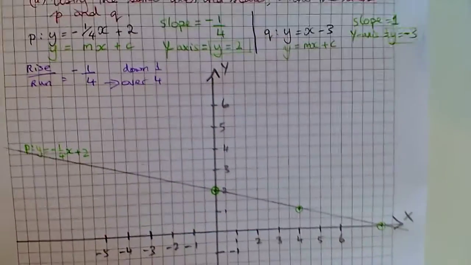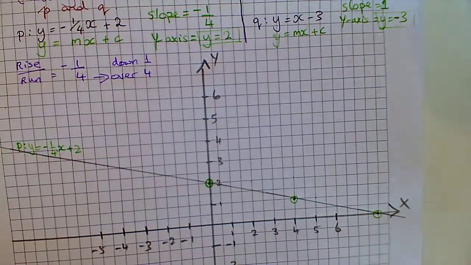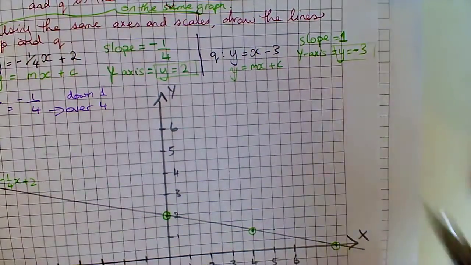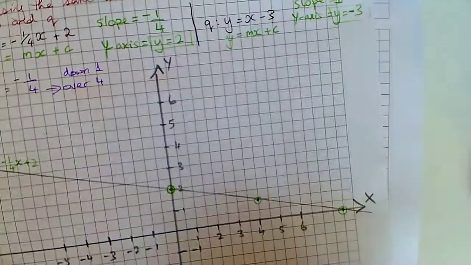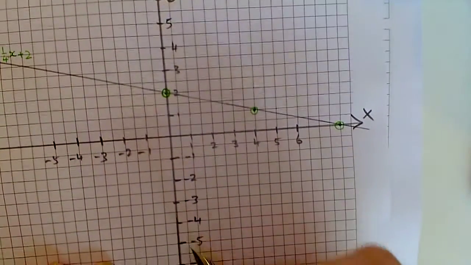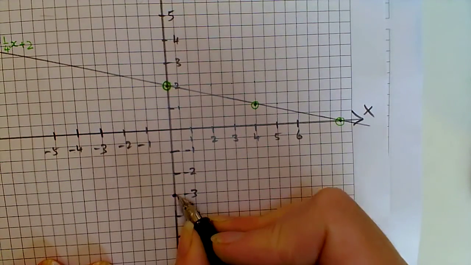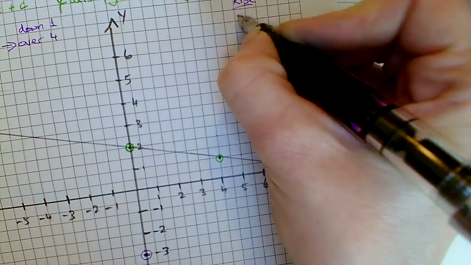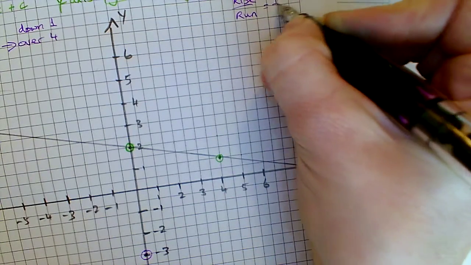So I've labelled it as well, and I know which one I'm talking about. The second line then, I'm going to use the y-intercept of -3. So it's all the way down here, -3. And my slope is 1. So the rise over run is 1/1.